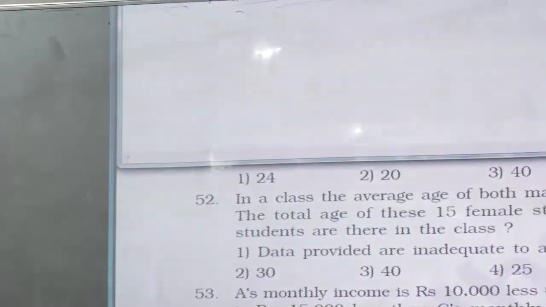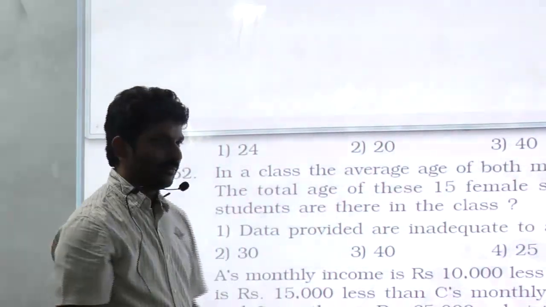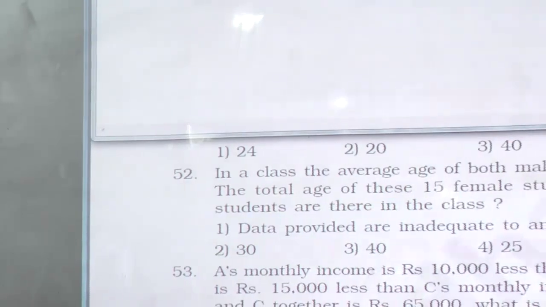If you are given the total population, you need not do anything. You just need to subtract 15 from that number. Yes or no? Next.